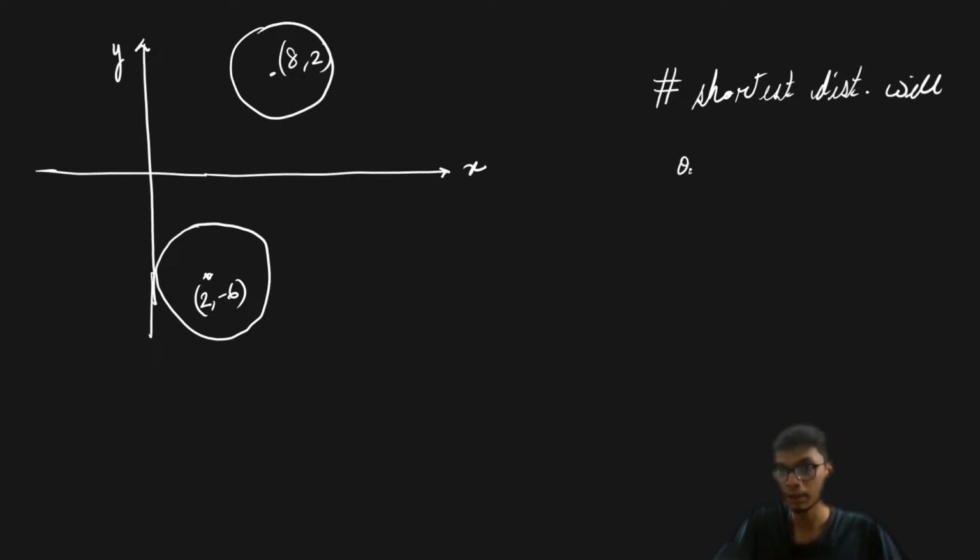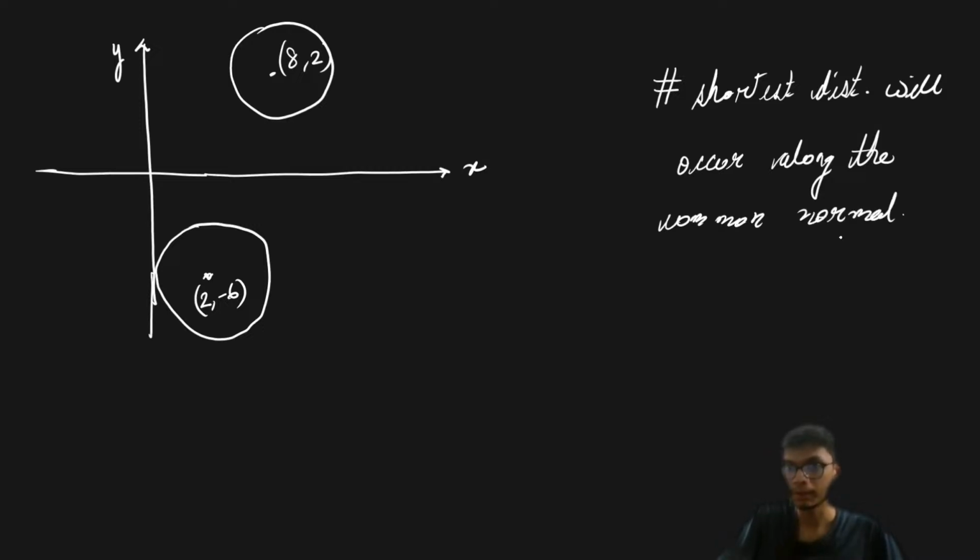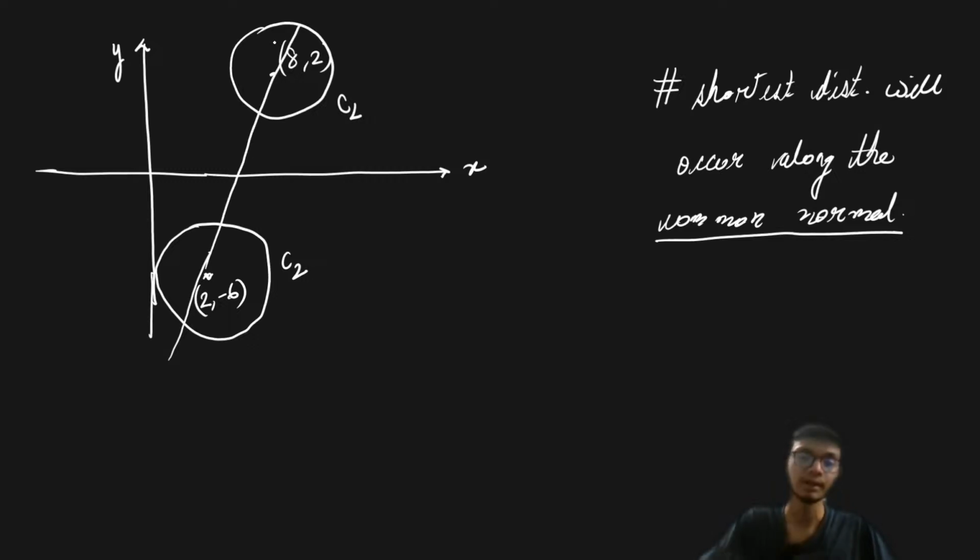will occur along the common normal, will always occur along the common normal. Okay, so therefore if this is curve 1, the circle 1 or circle 2, the common normal will be a line passing through the centers of these two circles like this, right?